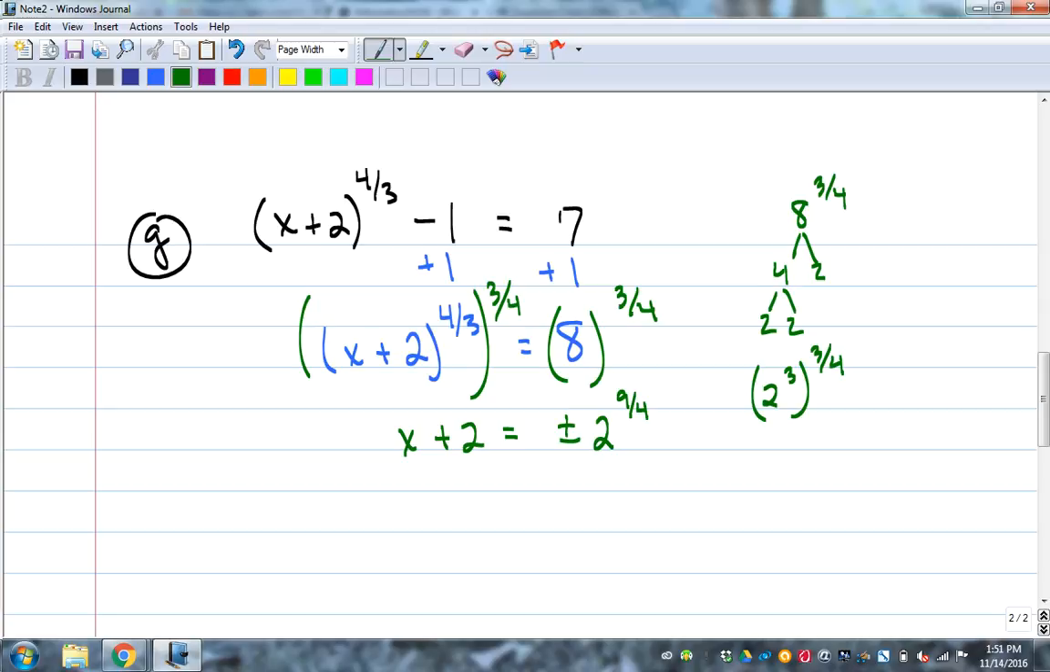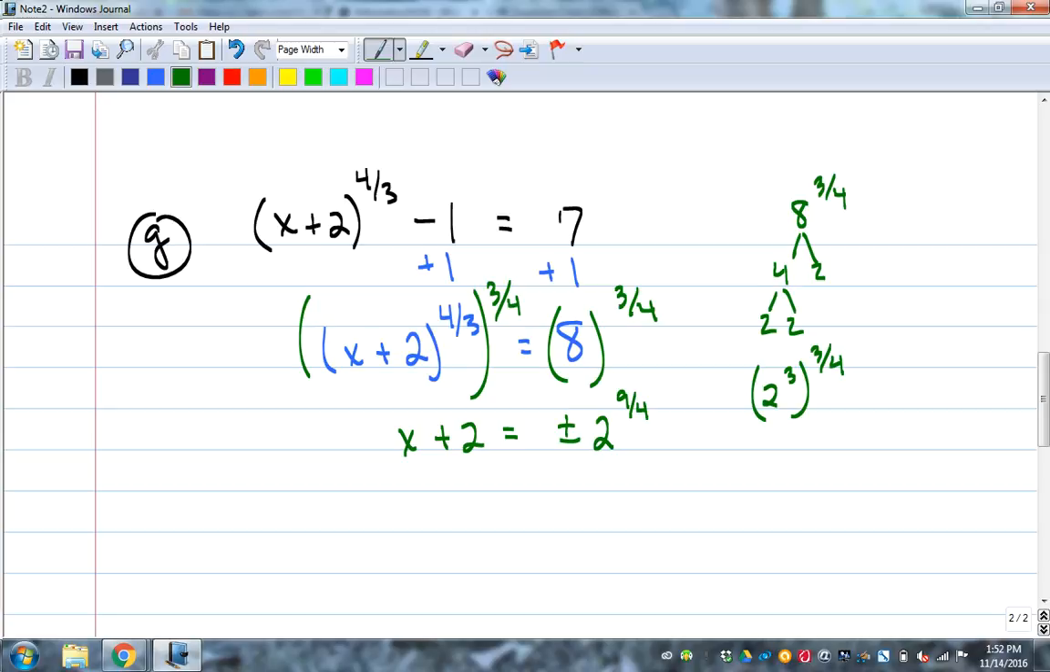Okay? So I did the factor tree for 8, and 8 turns into 2 to the 3rd. So this is like 8 to the 3/4 power. That's what that is. And then I'm doing the exponent rule. 3 times 3/4 is 9/4. So I'm just changing that into multiply. Parentheses with exponent outside is multiply. So 2 to the 9/4.